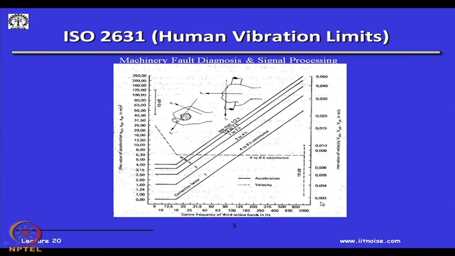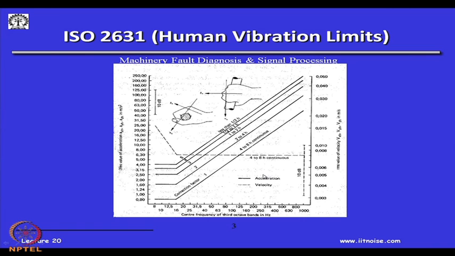This curve is the RMS values of the velocity, and this line here is the RMS values of the acceleration. For 4 to 8 hours of continuous holding on to a device, the permissible level is given by this line here. Then there are lines for 2 to 4 hours, and for less than half an hour. So, these are the limits as per the ISO 2631 standard. If I have an operator holding on to a steering wheel for 4 to 8 hours, the maximum RMS level should be in this band, below this level.